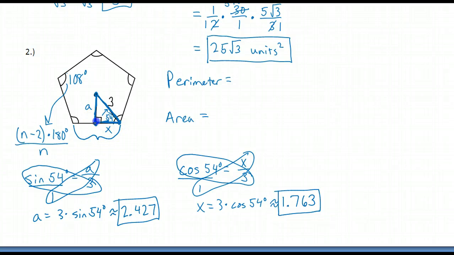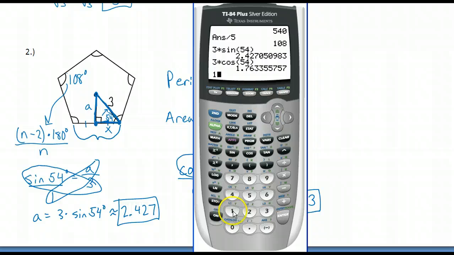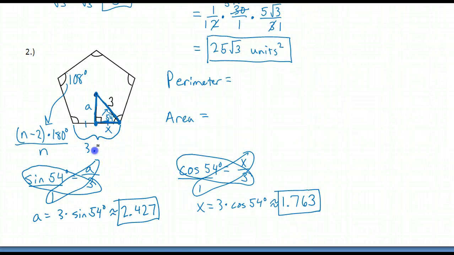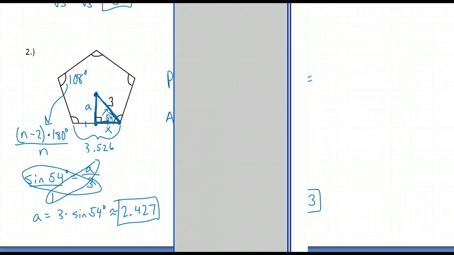The apothem always connects to the midpoint of one of my sides. So I'm going to take this number and double it. So that means my perimeter is going to be 3.526 times 5. I have 5 sides in my pentagon, so I need 5 of these lengths. Now, I started with decimals in this problem. I had to use trig to solve for my apothem. I can have decimals in my answer.